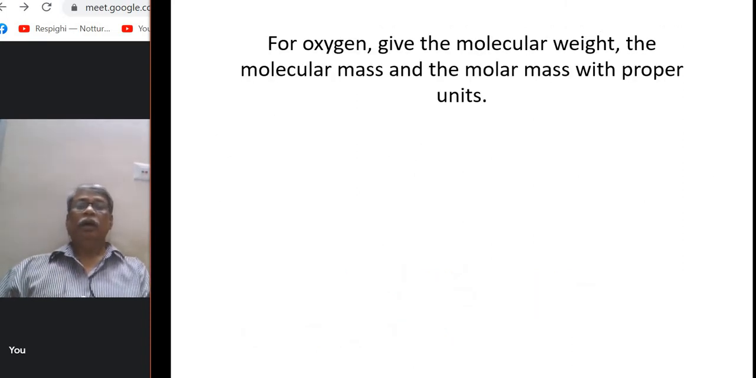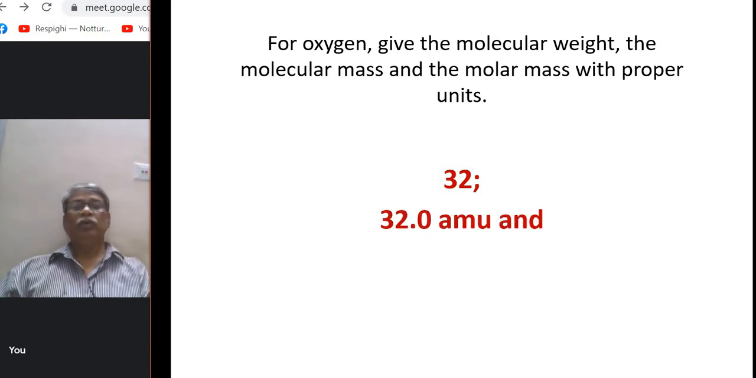Okay. For oxygen, give the molecular weight, the molecular mass, and the molar mass with proper units. So often we get confused. One has to be very clear about this, that 32 is the molecular weight. It's a relative quantity, so no unit is there. But molecular mass is 32 AMU, or if you want to convert it into grams, then you just multiply by 1 by Avogadro constant. And the molar mass is 32 gram per mole, that is the molar mass, right? So 32.0 AMU and 32 grams per mole are very clearly different.